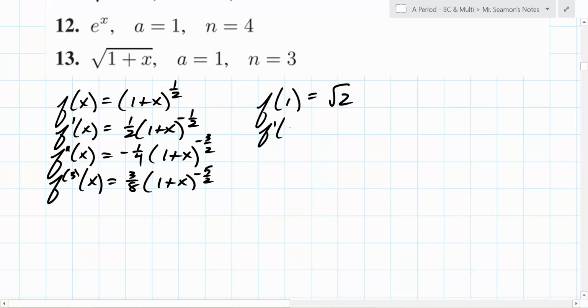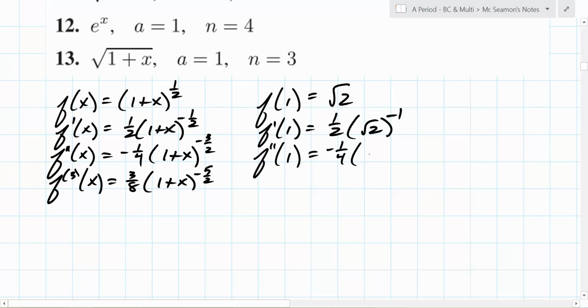F prime of 1, what's that going to be? 1/2 of root 2 to the negative 1. I'm going to write it like this so I can fit it on a line. Is that okay? What's the next one going to be if I write it the same way? Root 2 to the what power? Negative 3. The bottom of that fractional power, the half, makes it a square root. So I'm just writing it as root 2 like that, just so you can see it. Some a little bit nicer. So what's that next one going to be, Emily?